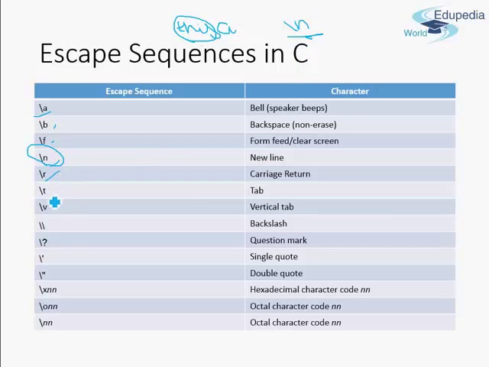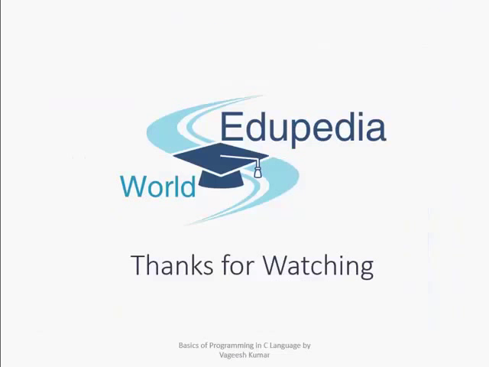Similarly, this is for carriage return. For tab you use backslash t. For printing the backslash itself you use double backslash. And this is how you print single quotations, double quotations, and so on.